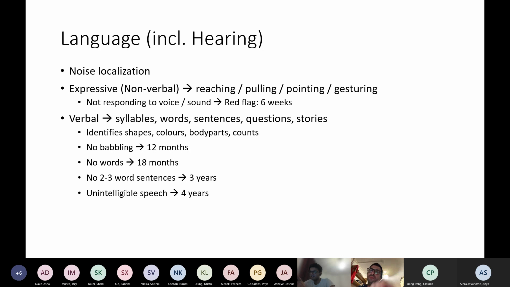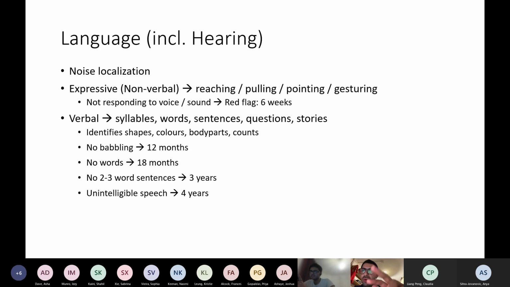So, language. We break this down into expressive and verbal. First of all, they should localize to noise, and we're going to talk about that in a sec, like loud sounds and looking around. And then also their expressive and non-verbal language, so they're reaching, pulling, pointing. Basically, if they're not responding to voice or sound, that should be a red flag from 6 weeks, so it's a bit earlier. Verbal can be broken down into syllables, words, sentences, and question stories.